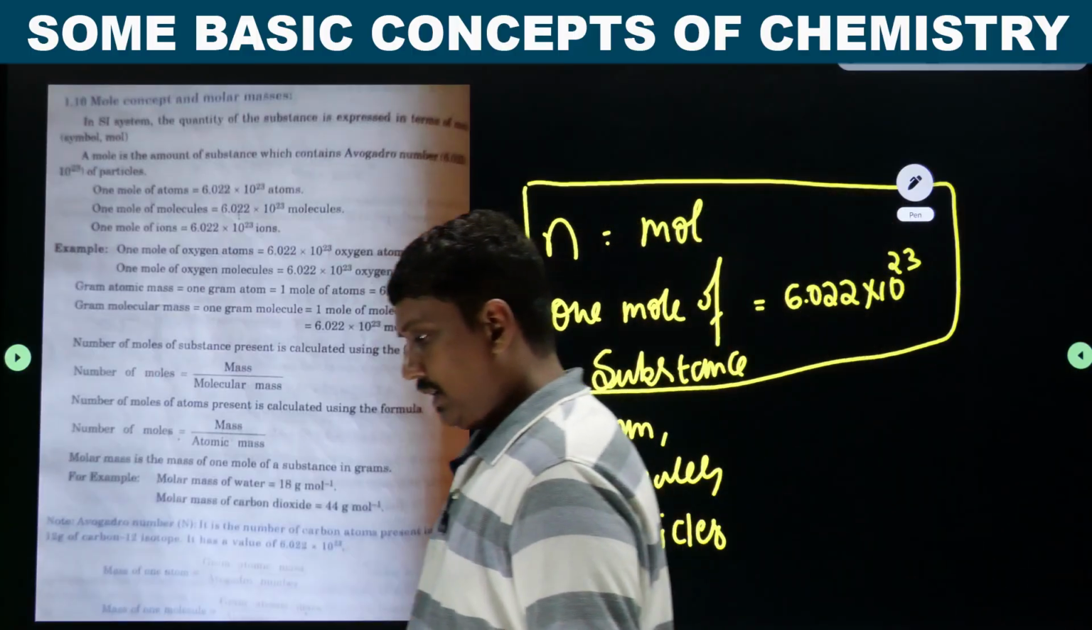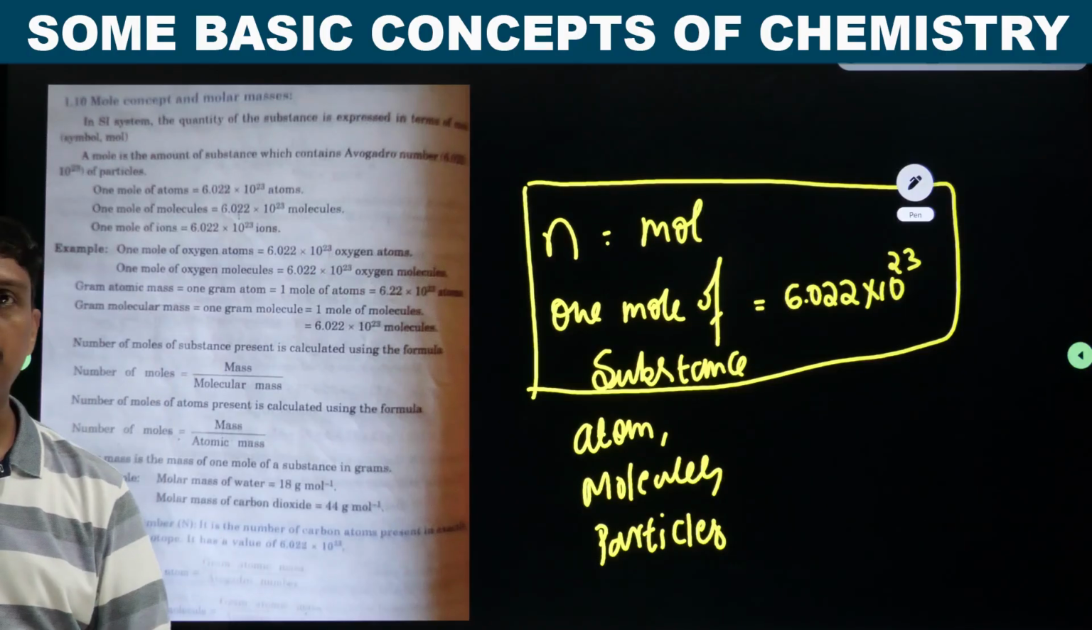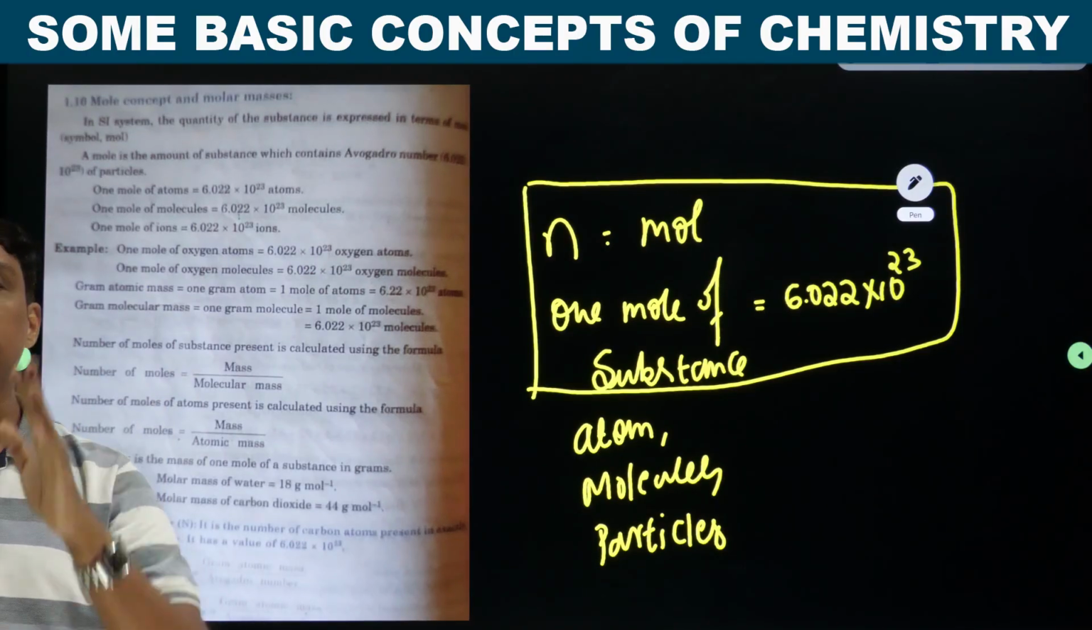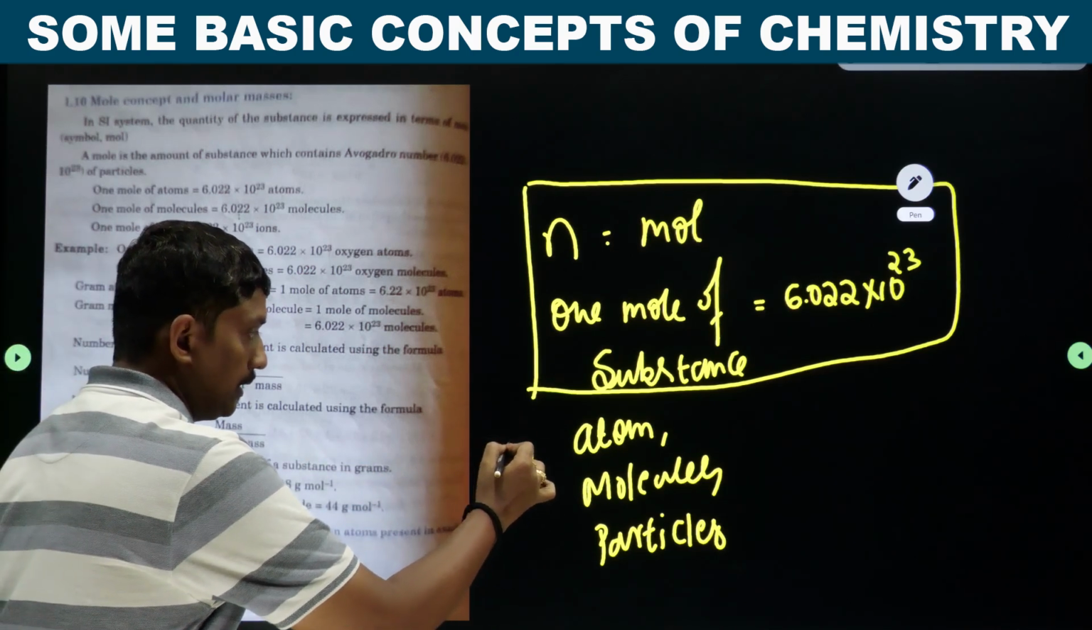See, here some examples are given. 1 mole of oxygen atoms. Look here, oxygen atoms. Oxygen atom means not O2, O only.